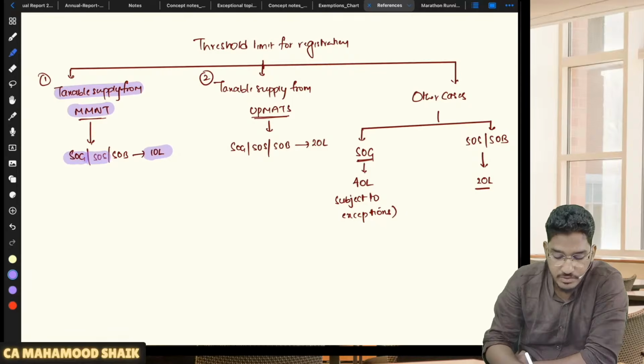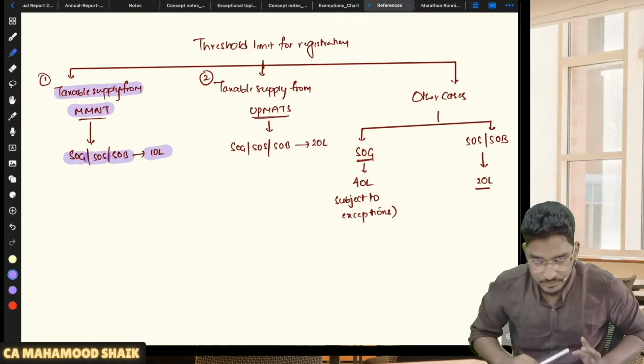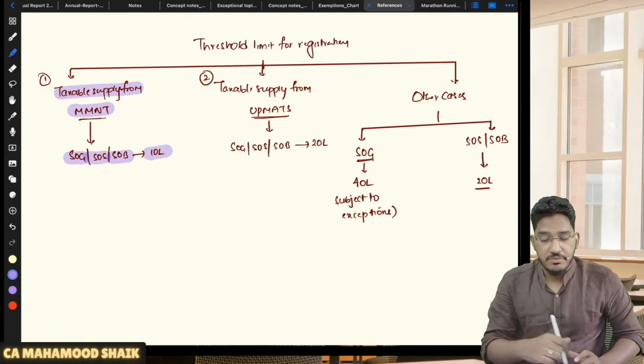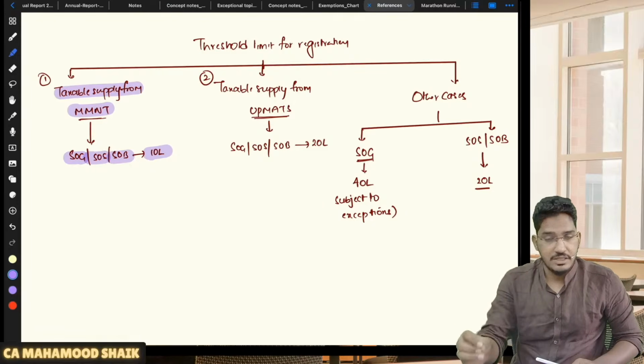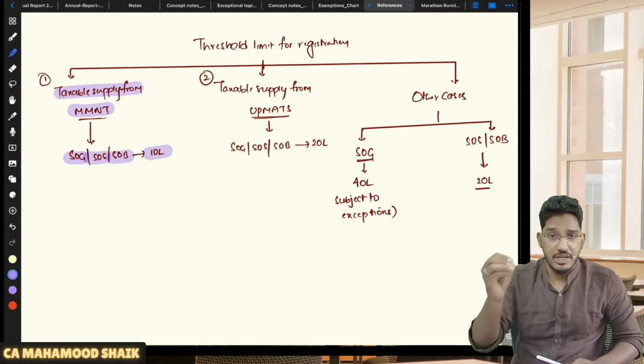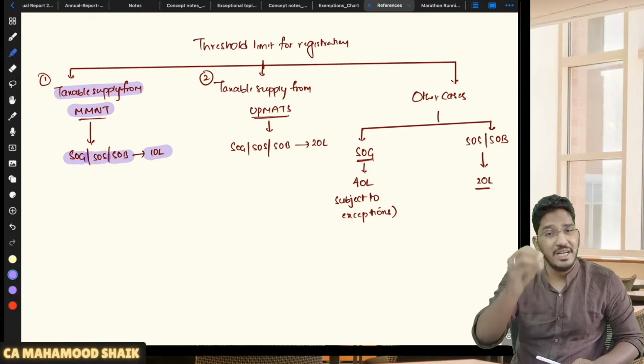Whether he is engaged in supply of goods, supply of services, or supply of both. If you are making a taxable supply from these 4 special category states, whether you are engaged in supply of goods, services, or both, the applicable threshold limit will be 10 lakh rupees.